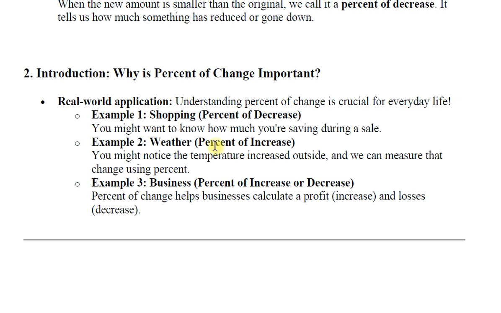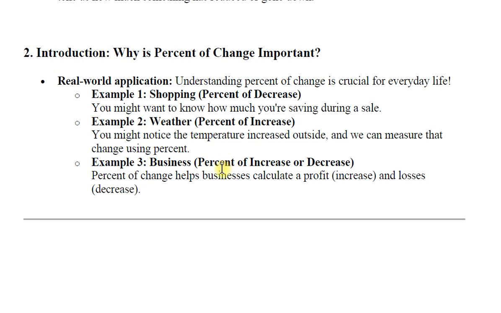Another example, let's say that we woke up this morning, noticed that it was maybe 70 degrees. Now we go outside and it's 85 degrees. So the temperature has now increased. So that would be an example of a percent of increase. And so we can measure that using percentages. And then another example, there's many, many examples out there, things that are around us that we could actually find out about increases and decreases.